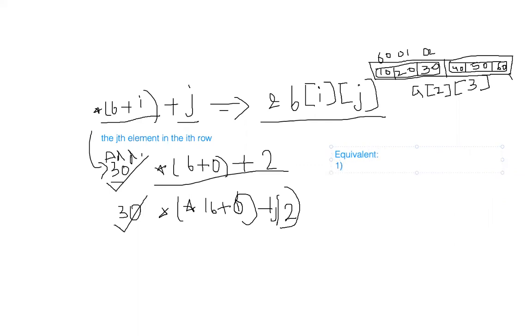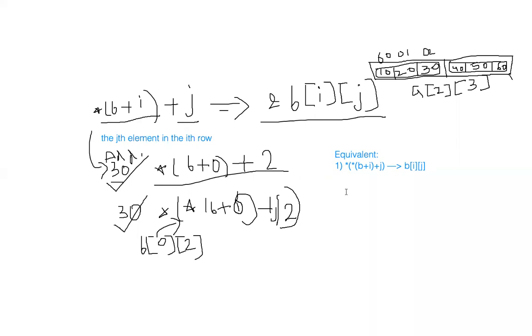So the first one is star of, we have already seen this. So if I write star of b plus i plus j, this is basically equal to writing b of ij. So b, as I have told you from this part, is equivalent to writing b of ij. So what is b of i here? b of i is 0 and j is 2. So I can either write it like this or I can use the pointer notations like this.